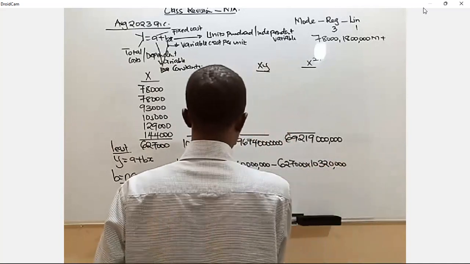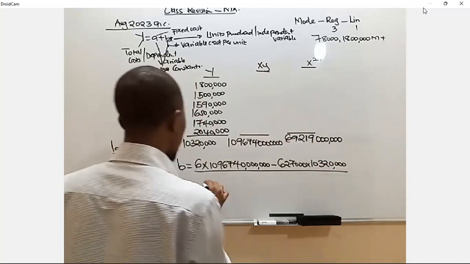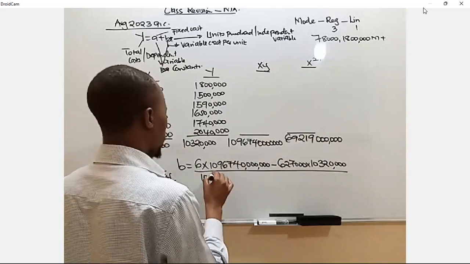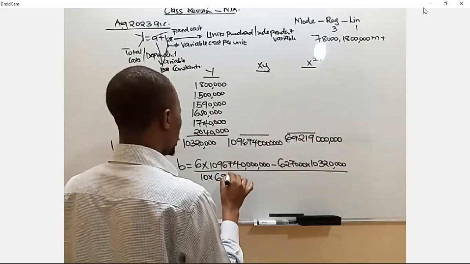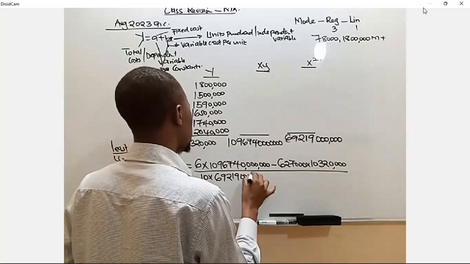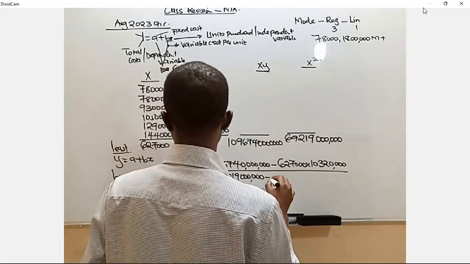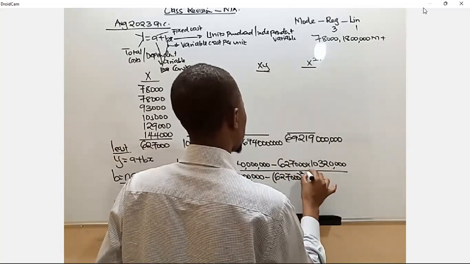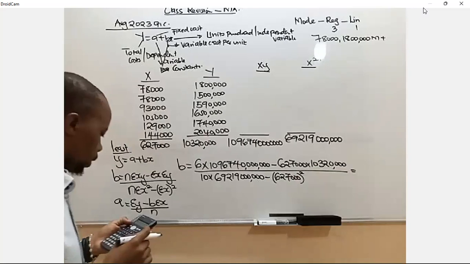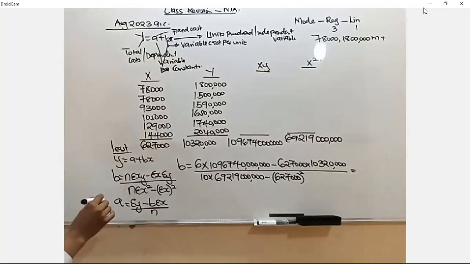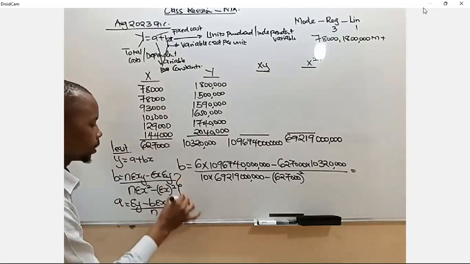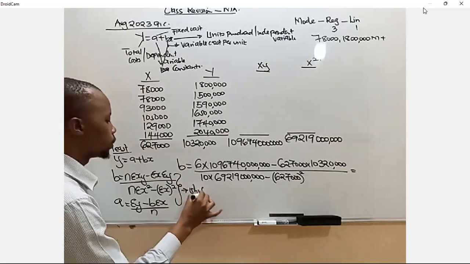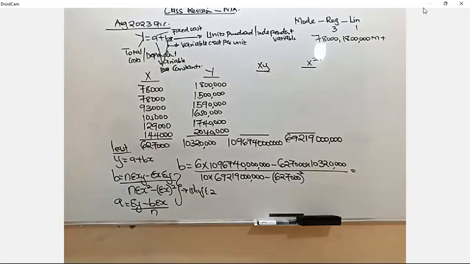You divide this by 10 times the summation of x squared, 219 million, minus the summation of x, which should be 627,000, squared. How much is it? To get these requirements here, we normally press Shift 2. Shift 2. Now it is very simple.